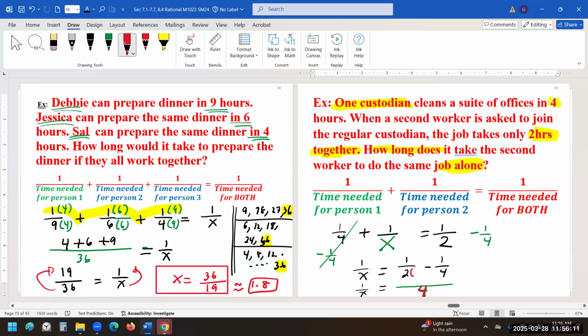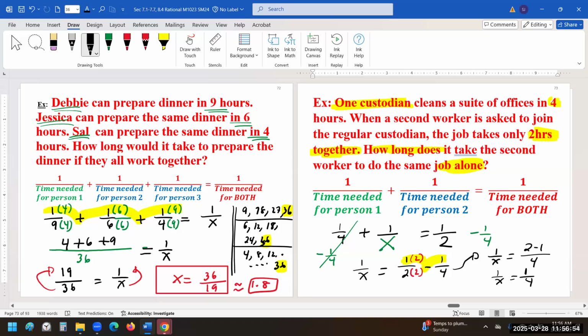So what do we want to multiply the 2 by to become 4? So multiply top and bottom. Do you have to multiply the second denominator by anything? One is invisible, you don't have to do that. Yes, you can, but you don't have to. So we have this on the top. So 1 over x is 2 minus 1. So 1 over x is 1 over 4.